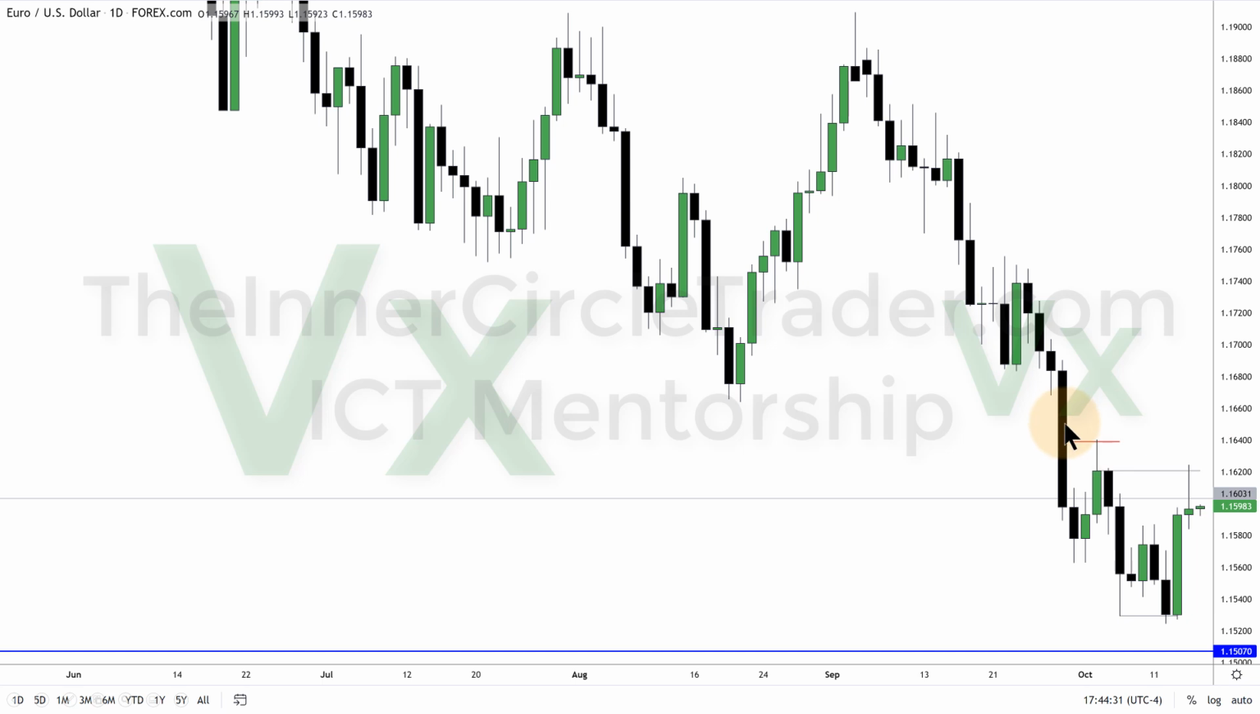Above here, we have this imbalance there. And this old low could potentially retreat back to if it's going to continue going higher. I don't know. I don't have a bias. I don't have any convictions right now. I'm waiting for more information and price action.